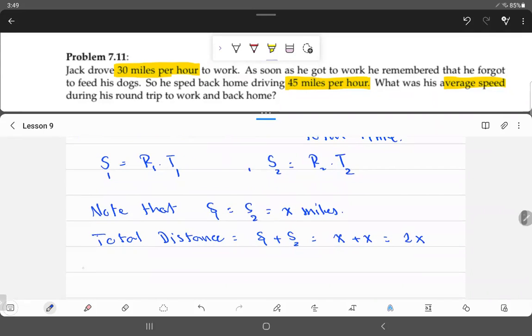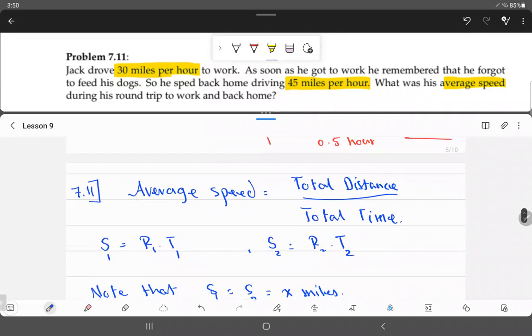What is the first time? Time 1, T1 equals S1 over R1. S1 is X, and R1 is the first rate. What is the rate? Okay, the first rate, R1 equals 30 miles per hour.